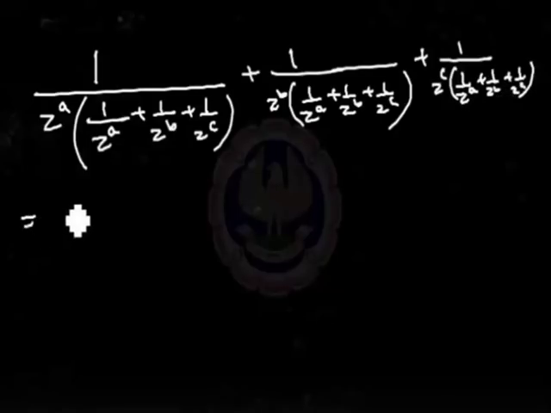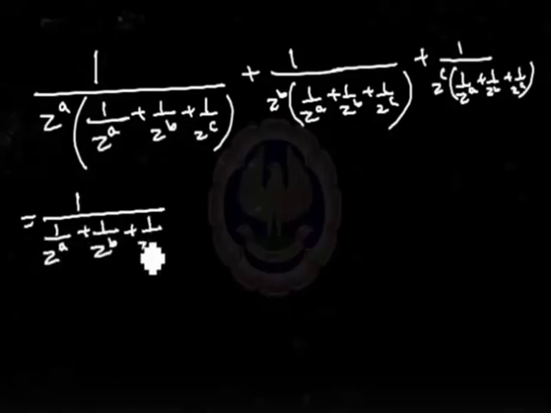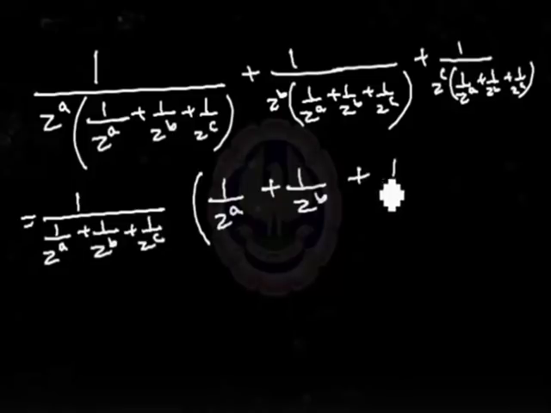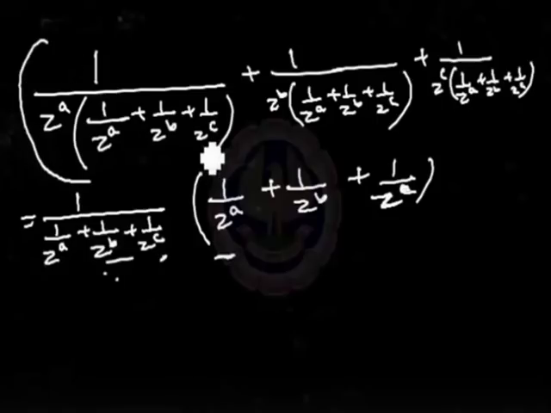Now just see this step properly. I'm taking whole 1 by z to the power a plus 1 by z to the power b plus 1 by z to the power c common. So what am I left with? 1 by z to the power a plus 1 by z to the power b plus 1 by z to the power c. It's a little confusing, so let's check whether we've done the correct thing or not. Let's multiply this term and this term. So what will I get? 1 by z to the power a into 1 by z to the power a plus 1 by z to the power b plus 1 by z to the power c, which is this term, right?